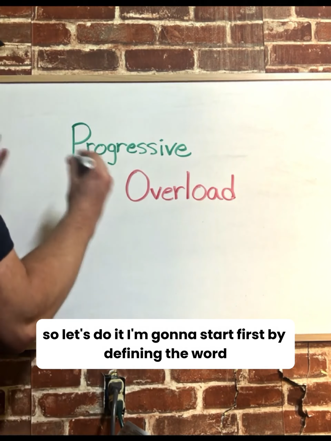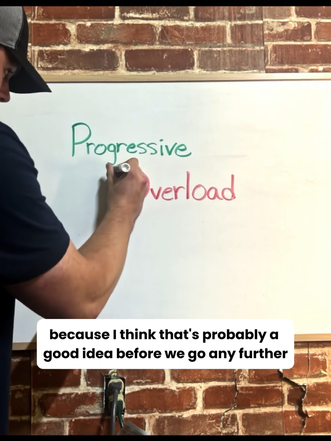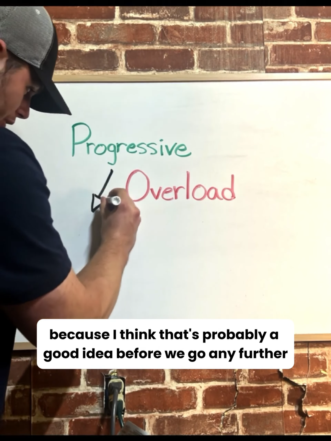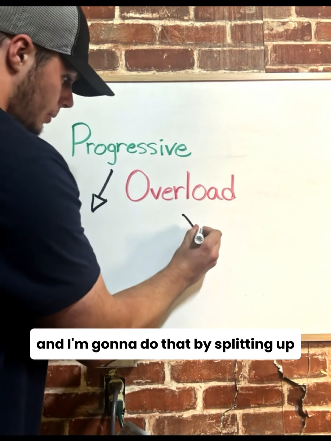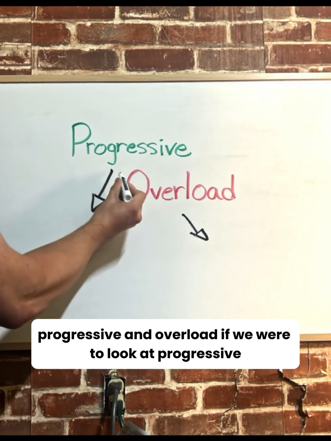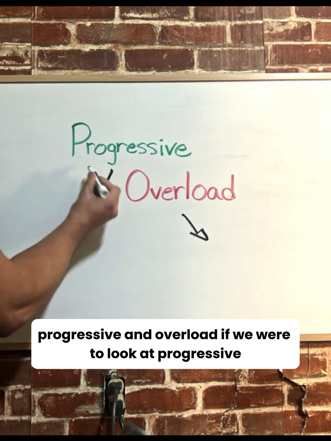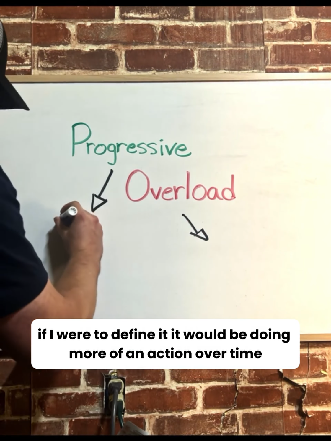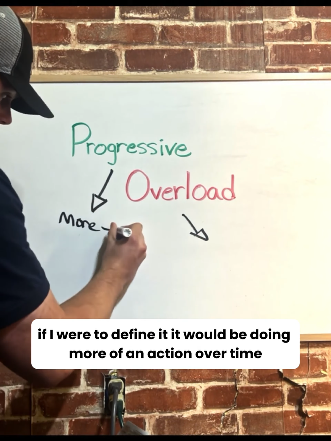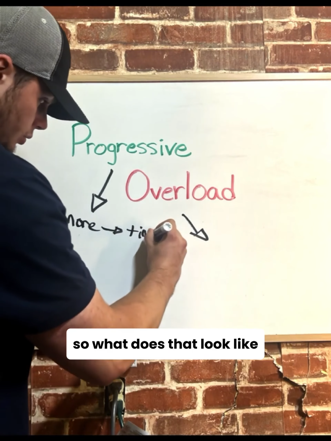So let's do it. I'm going to start first by defining the word, because I think that's probably a good idea before we go any further. And I'm going to do that by splitting up the two words that it's made out of, progressive and overload. If I were to define progressive, it would be doing more of an action over time. So what does that look like?